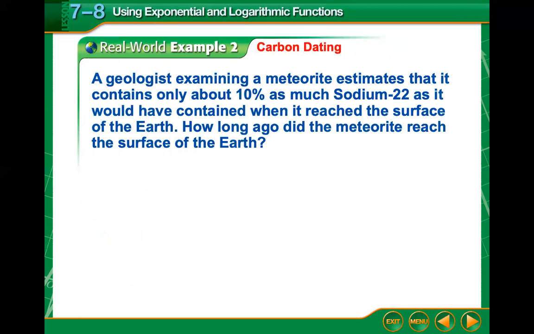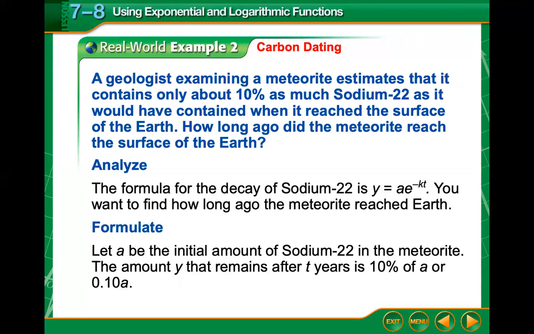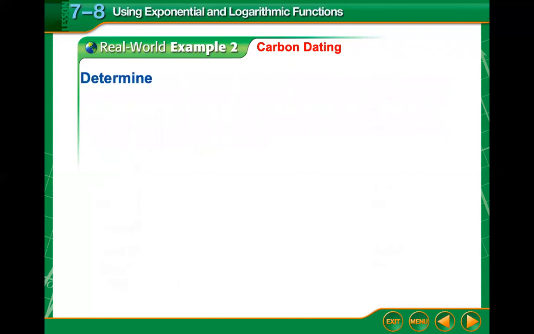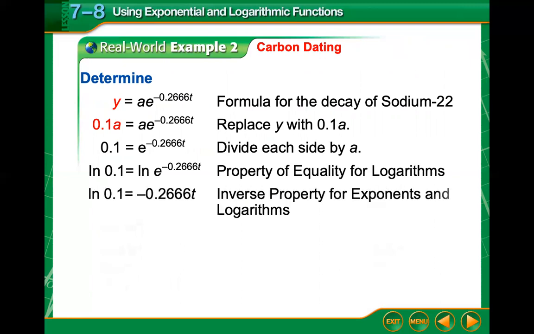All right, our next example: a geologist examining a meteorite estimates that it contains only about 10% as much sodium-22 as it would have contained when it reached the surface of the Earth. How long ago did the meteorite reach the surface of the Earth? So we're going to use our formula. This time we don't know t, but we do know A, as again, it's going to be 1. So we know we have 0.1 left. So 0.1 equals e to the negative 0.2666t.